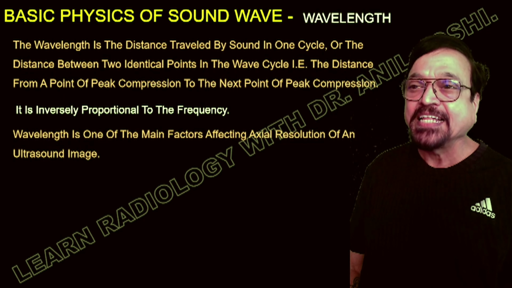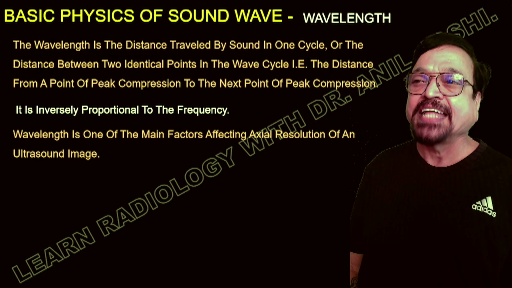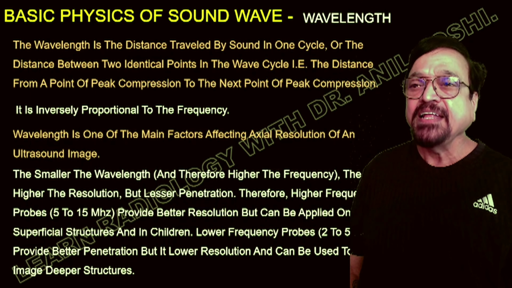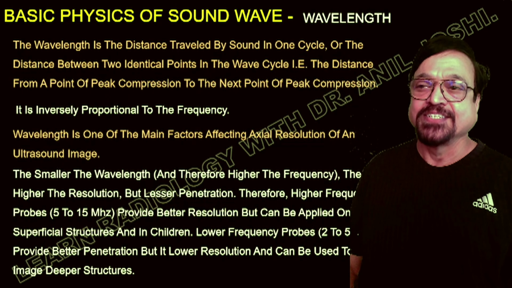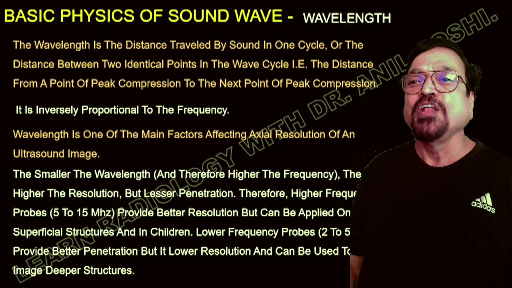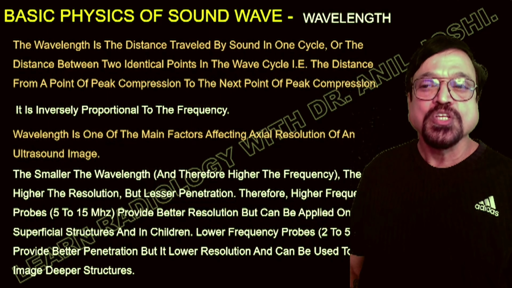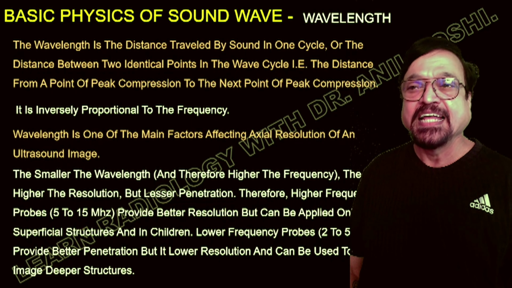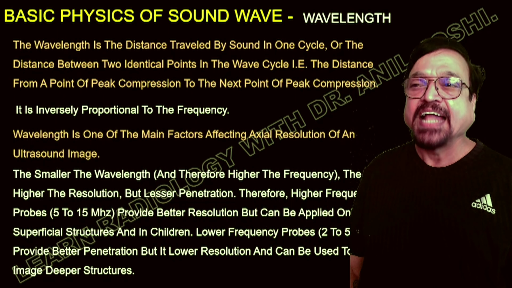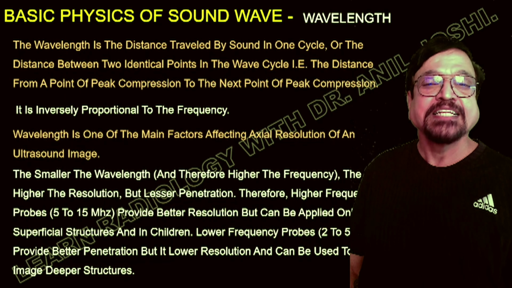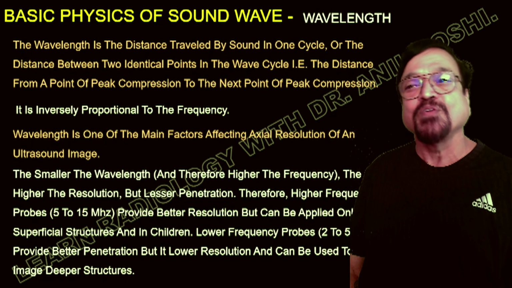Now, wavelength is one of the main factors affecting axial resolution of an ultrasound image. The smaller the wavelength, and therefore the higher the frequency, the higher will be the resolution. So a small wavelength will have a higher frequency, and it will give you a higher resolution. But penetration will not be as good as that of the low frequencies.